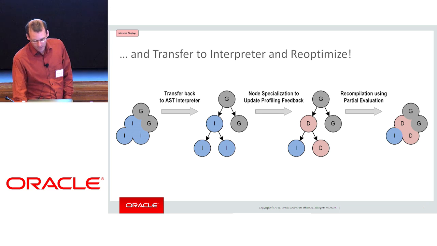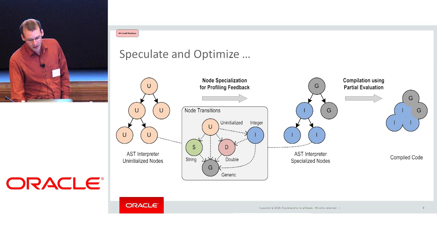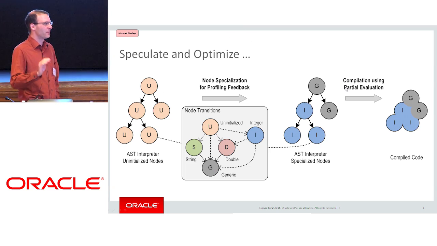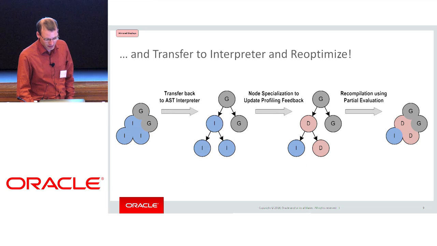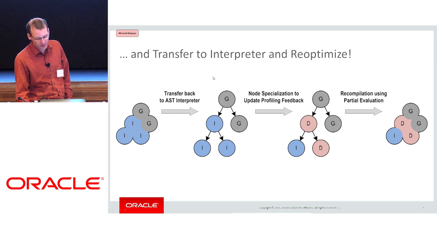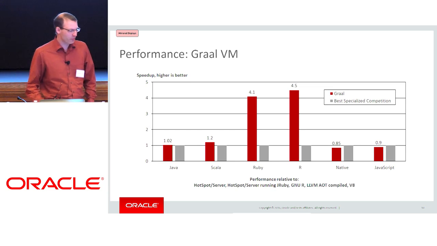And the two important things on this slide, why they are relevant for this talk, is that we have this compilation using partial evaluation. I'm going to talk a little bit about that. But I'm going to especially talk about this transfer back to the AST interpreter, also called de-optimization, and how we implement that on Substrate VM. But we are nearly at the end of the commercial break.